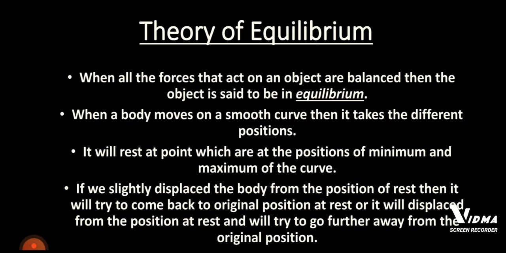When a body moves on a smooth curve, then it takes different positions. It will rest at points which are at positions of minimum and maximum of the curve. And if we slightly displace the body from the position of rest, then it will try to come back to the original position at rest, or it will displace from the position at rest and will try to go further away from the original position.